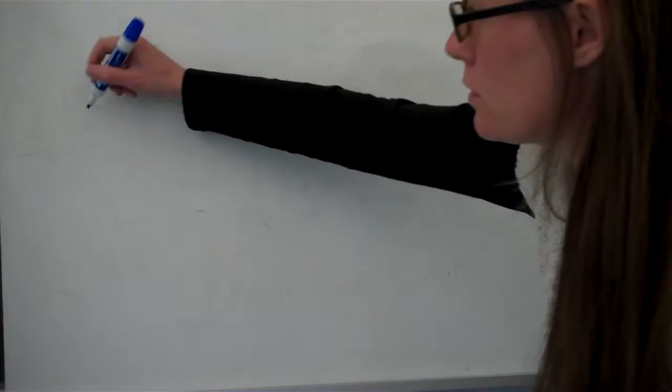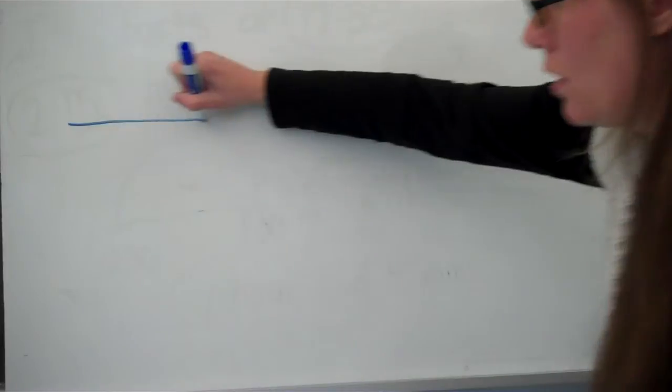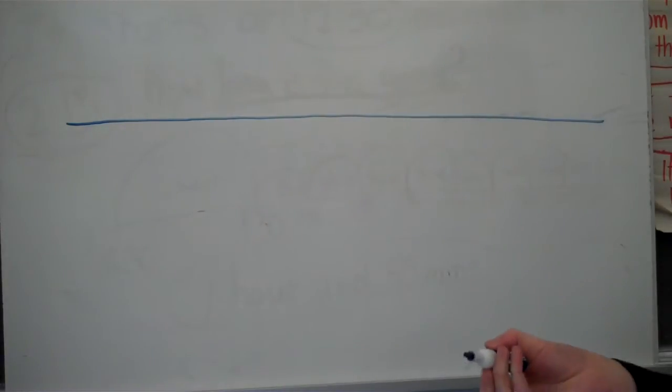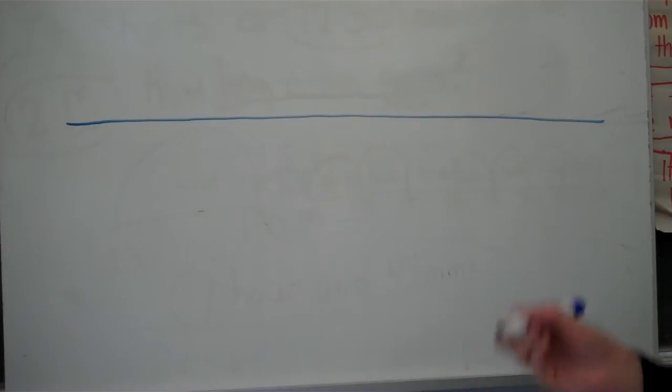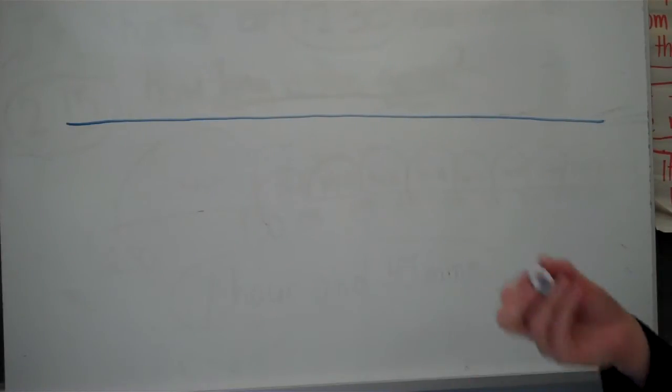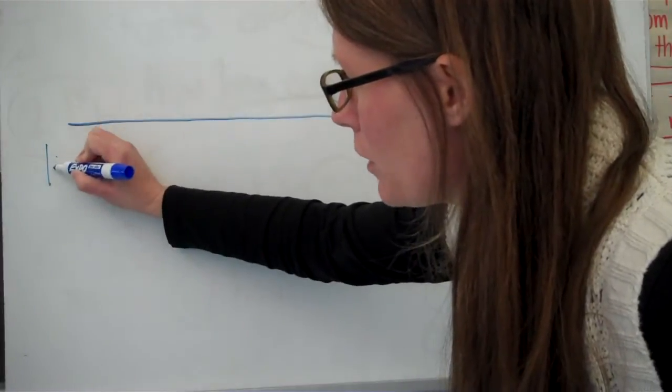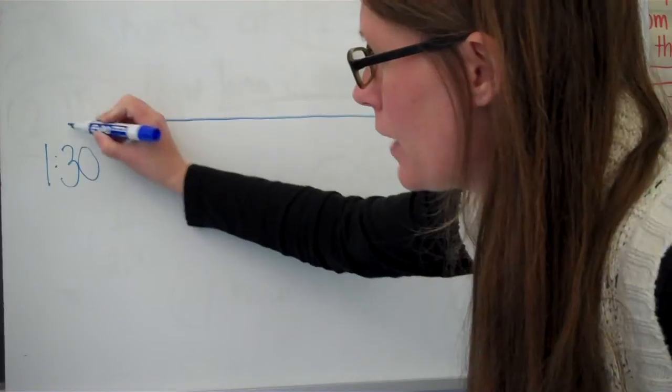So the first thing I'm going to do, as always, is to draw my number line. And then the first number on my number line is going to be the start time. Everybody go ahead and circle the start time, 1:30, and then put it on your number line. That's your starting.